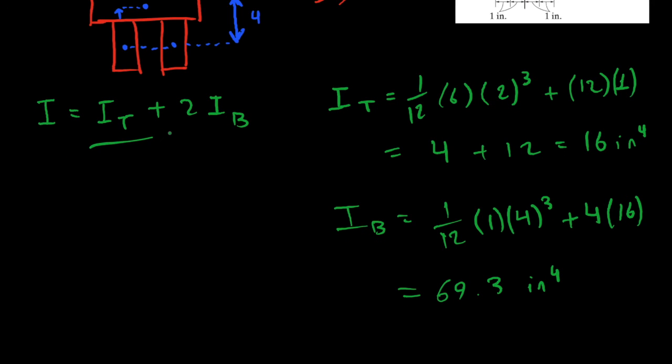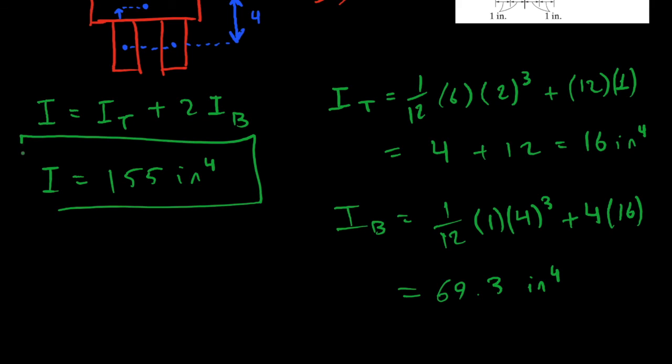And when we simply substitute the values we have for I sub t and I sub b, we get the area moment of inertia equal to a value of 155 inches to the power of 4. And that concludes the problem.